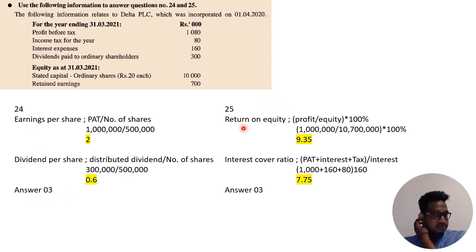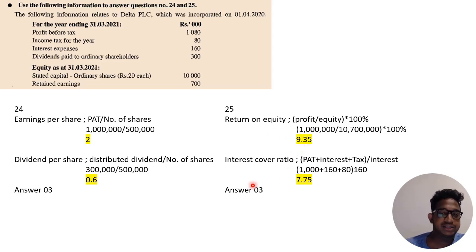Sorry, they are asking return on equity for question number 25. So profit divided by equity into 100%. So your profit here, profit after tax. Keep in mind you have to get the profit after tax when you are finding the return on equity. So the profit is 1 million and your equity should be here the total of stated capital and the retained earnings, 10,700,000, and you are getting 9.35%.